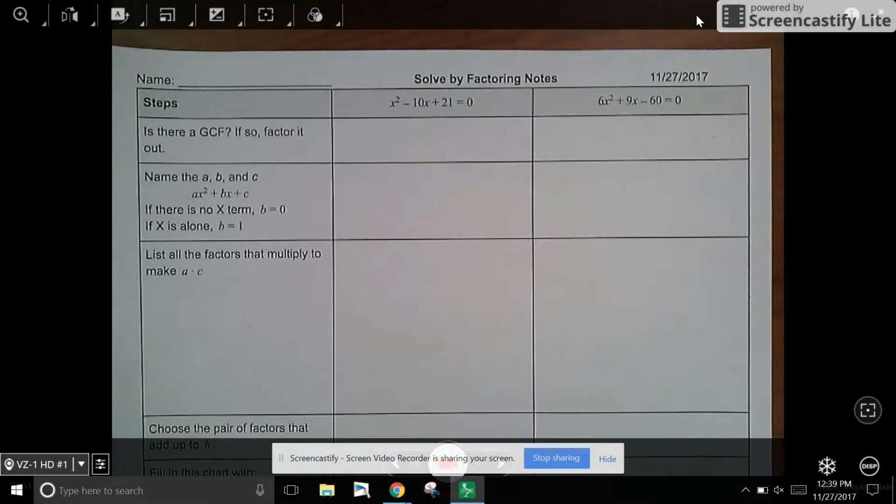Solve by factoring notes. These are going to seem a little overwhelming, but know that this is probably the first time you're seeing how to solve by factoring. We're going to do two examples. The first example is column 1.